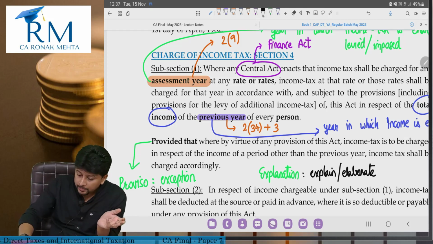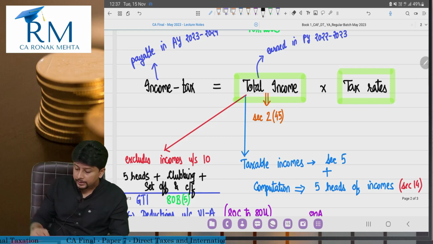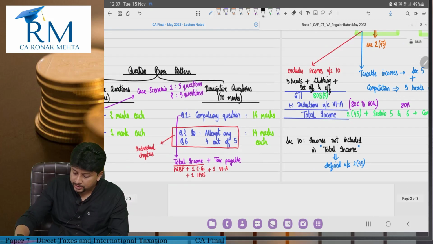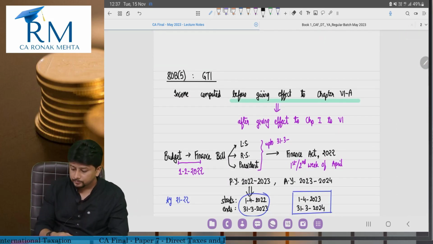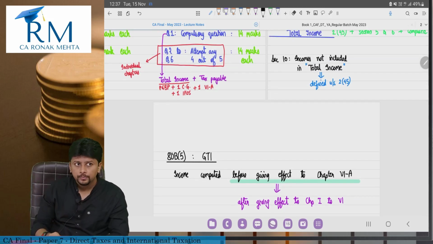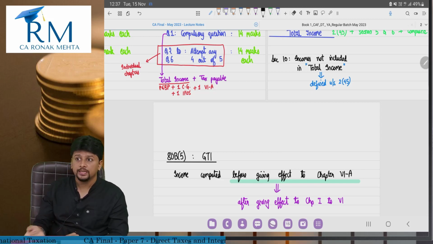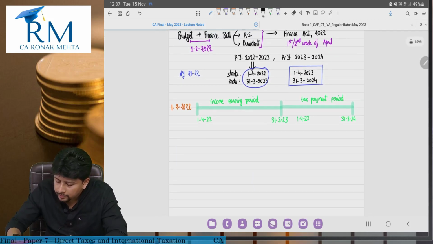I don't know if you've been paying attention, but you can rewind the lecture and see it. Section 2, clause 45. Section 80B, subsection 5. Section 5, subsection 1, subsection 2. All of these are section numbers only, but sometimes I am saying clause and sometimes I am saying subsection. So how do we remember, or how do we come to know?